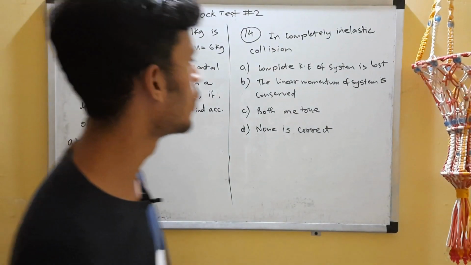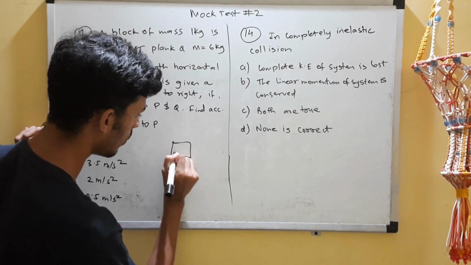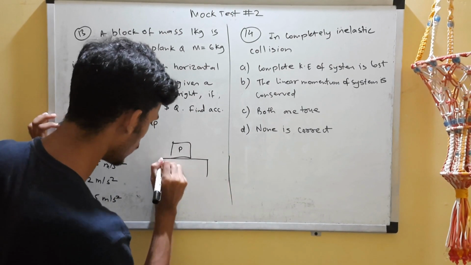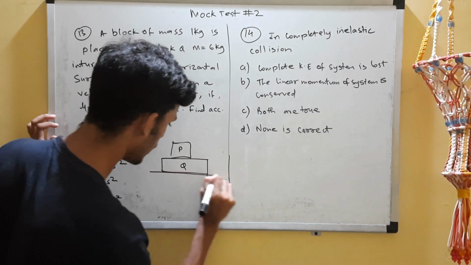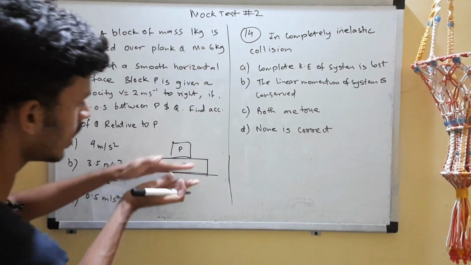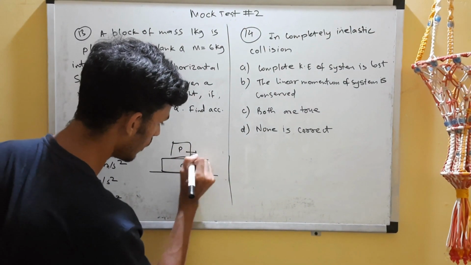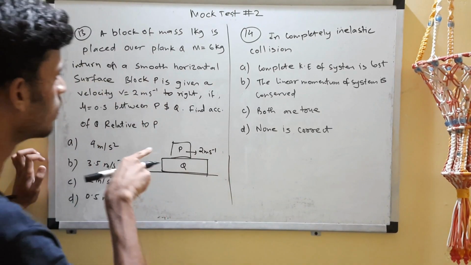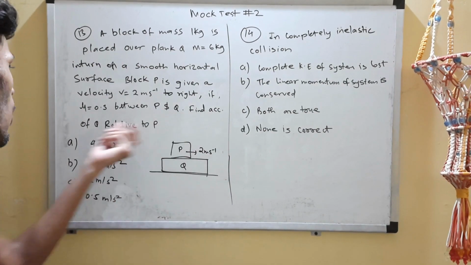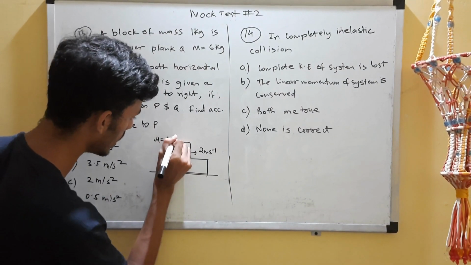Questions 13 and 14 over here. In question 13, we have a block of mass 1 kg. Let's simultaneously draw it. We have a block P of mass 1 kg. Beneath that, we have a plank Q. Both of these are placed on a smooth horizontal surface. There is friction between block and plank, but there is no friction between the plank and the surface. Now this block P is given some velocity, 2 meters per second to its right. You are supposed to tell what is the acceleration of Q relative to P. It is also given that the coefficient of friction between Q and P is 0.3.